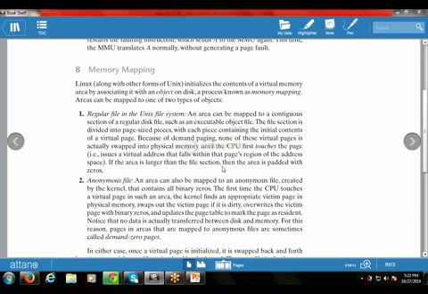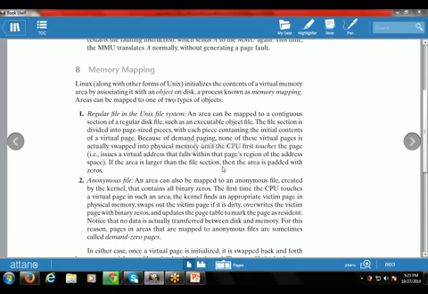Next is the anonymous file. An area can also be mapped to an anonymous file created by the kernel that contains all binary zeros. In a regular file, the initial content comes from the file, but in an anonymous file, it contains only binary zeros. The first time the CPU touches a virtual page in such an area, the kernel finds an appropriate victim page in physical memory, swaps out the victim page if it is dirty, overwrites the victim page with binary zeros, and updates the page table to mark the page as resident.